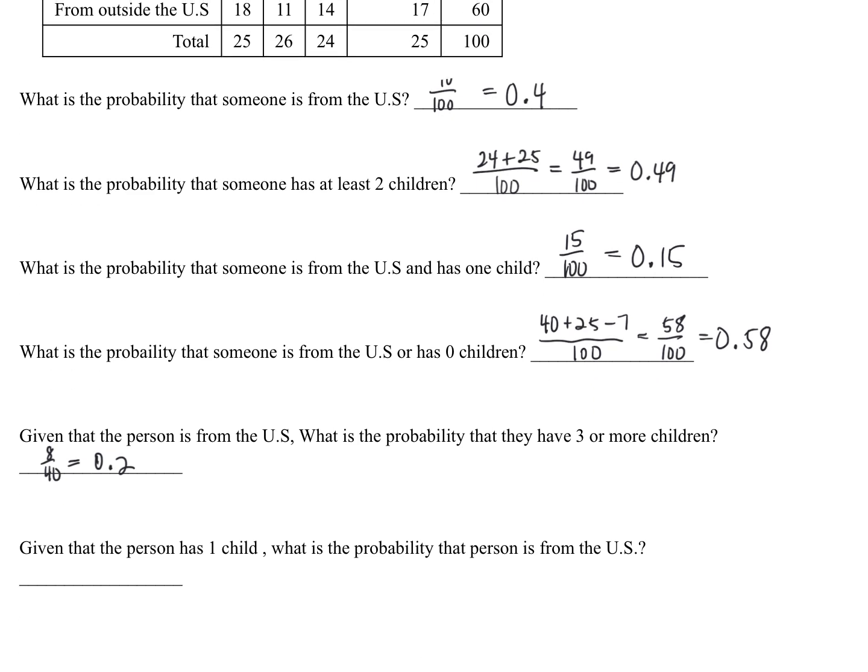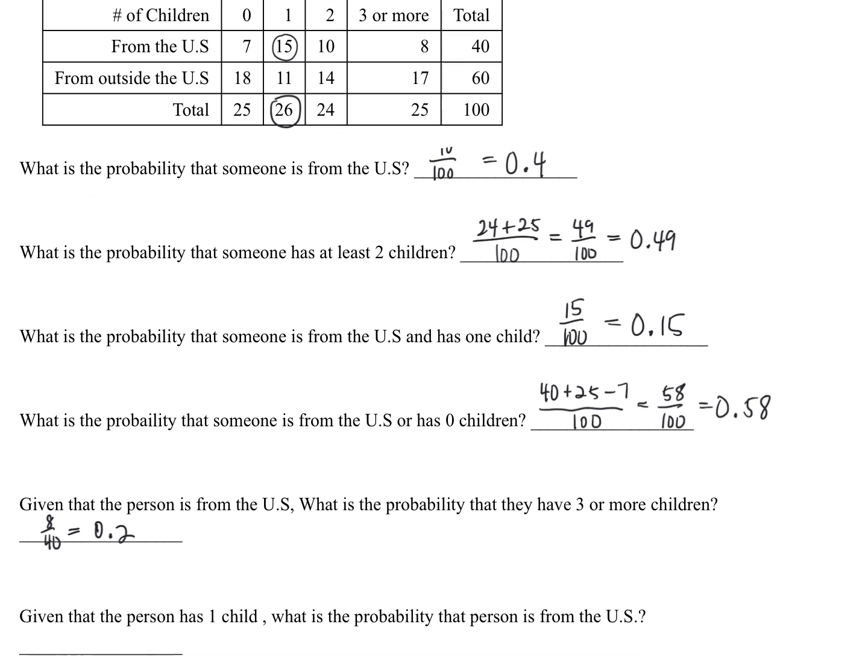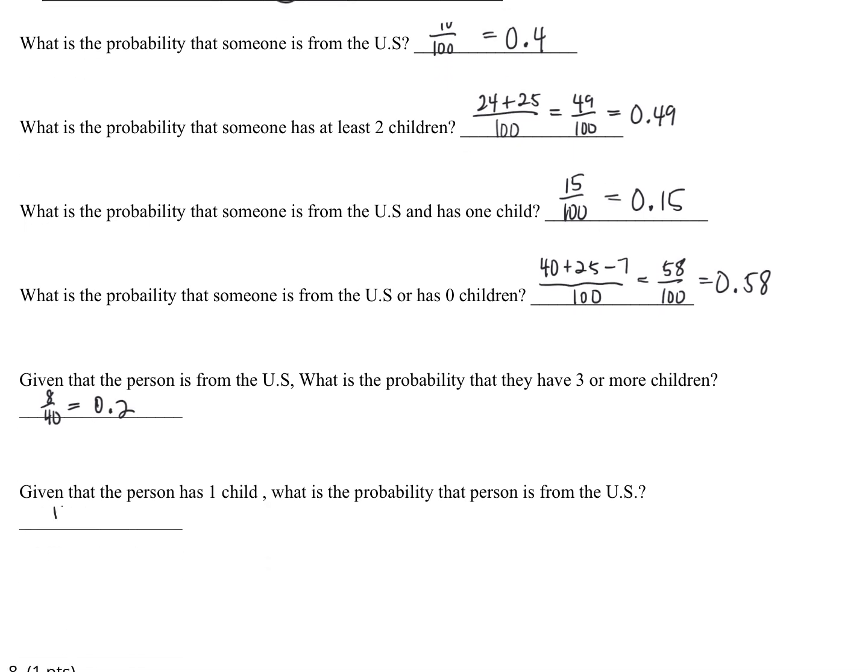All right, given that the person has 1 child, what's the probability that the person is from the US? So now the denominator is the 1 child. Whatever you're given, that's your new denominator. So given that there's only 1 child, that's your denominator, what's the probability that they're from the US? That would be 15 out of 26. Let's round to 3 decimals: 0.577.